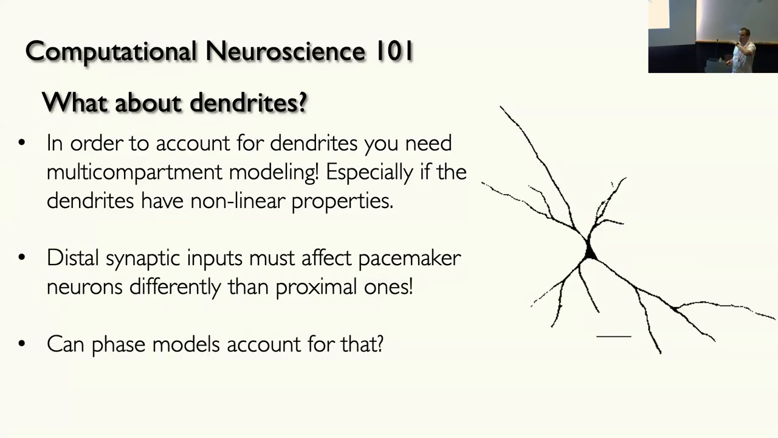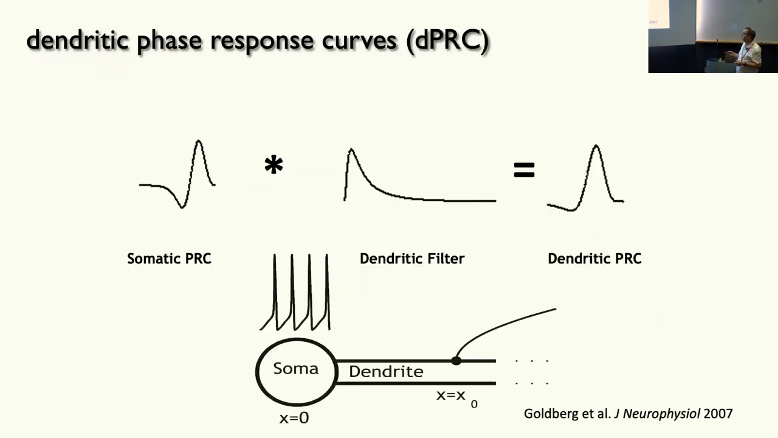Can the phase model account for that? Of course, if you have a multi-compartmental model of a neuron, and a dynamical system explaining this part of the dendrite, you could use the adjoint method I told you about and calculate what the phase response curve is for every point. But that's also experimentally not something we can do.